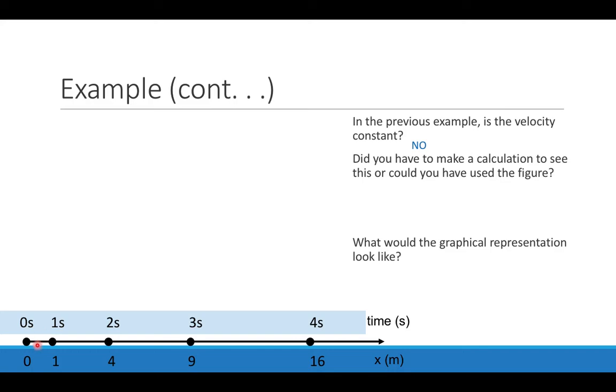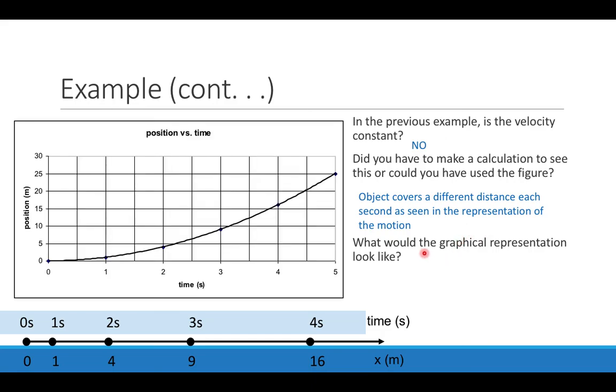I could look at this picture with the dots, which represent the object in equal time intervals, and realize that the distance covered every second that goes by is actually getting bigger. It's not constant, and that means that the object is not traveling at a constant speed. So the object covers a different distance each second. We could ask, what would the graphical representation look like?